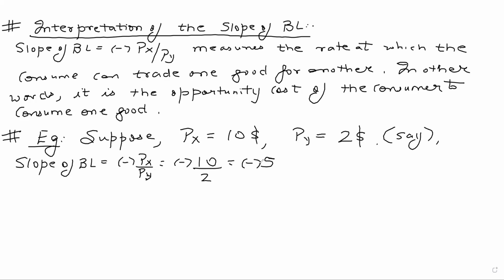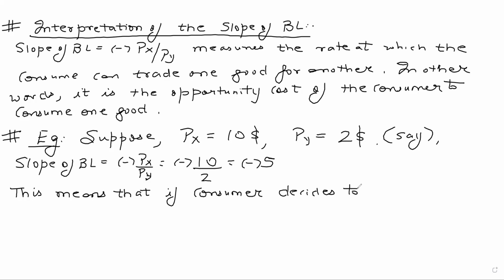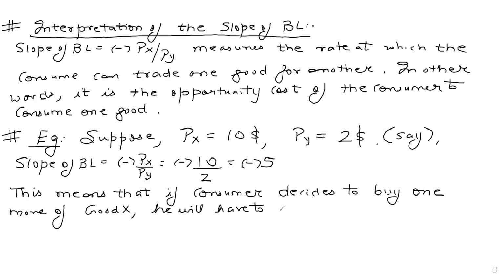Now, how will I interpret this? This means that if the consumer decides to buy one more unit of good X, he will have to sacrifice 5 units of good Y given his income.